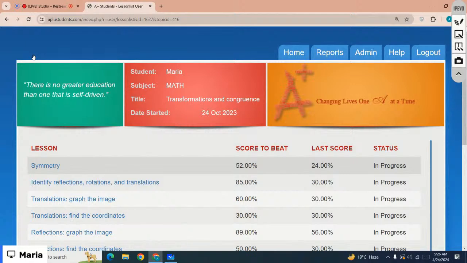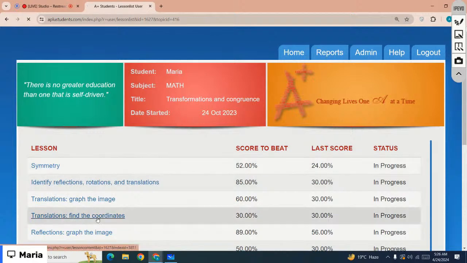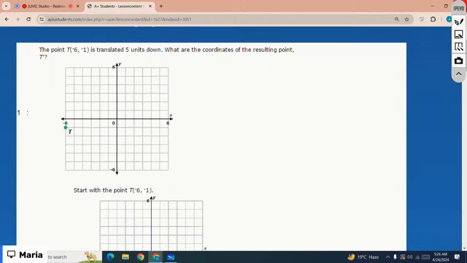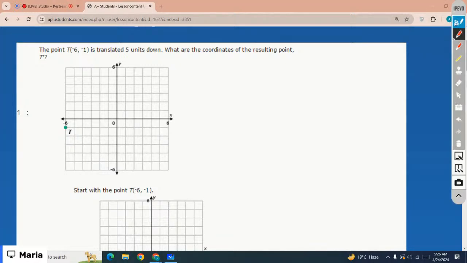The next one is translation, find the coordinates. Okay, that is the same one. You have to find the coordinates. So the point -6 and -1 is translated 5 units down. What are the coordinates of the resulting point? Okay, the point is -6 and -1.